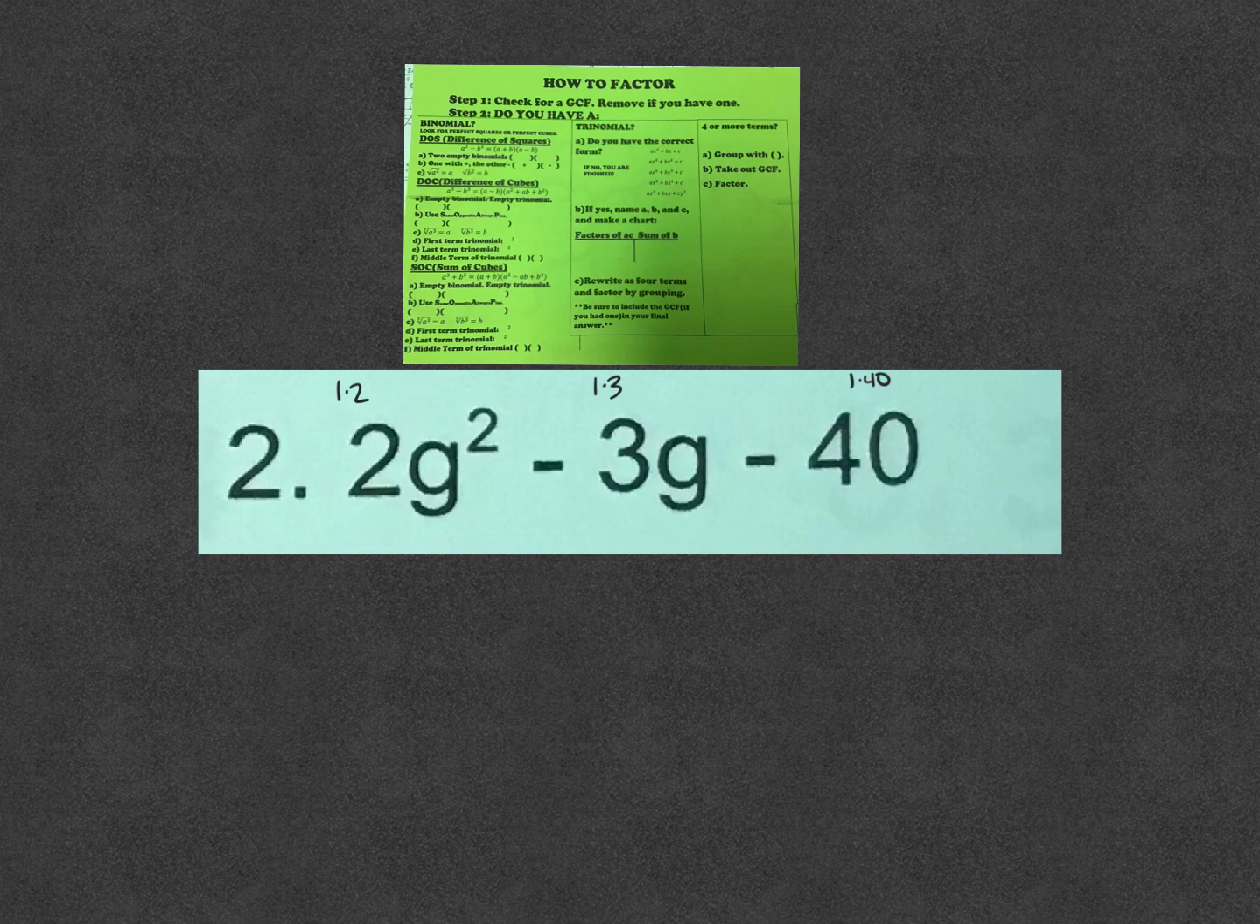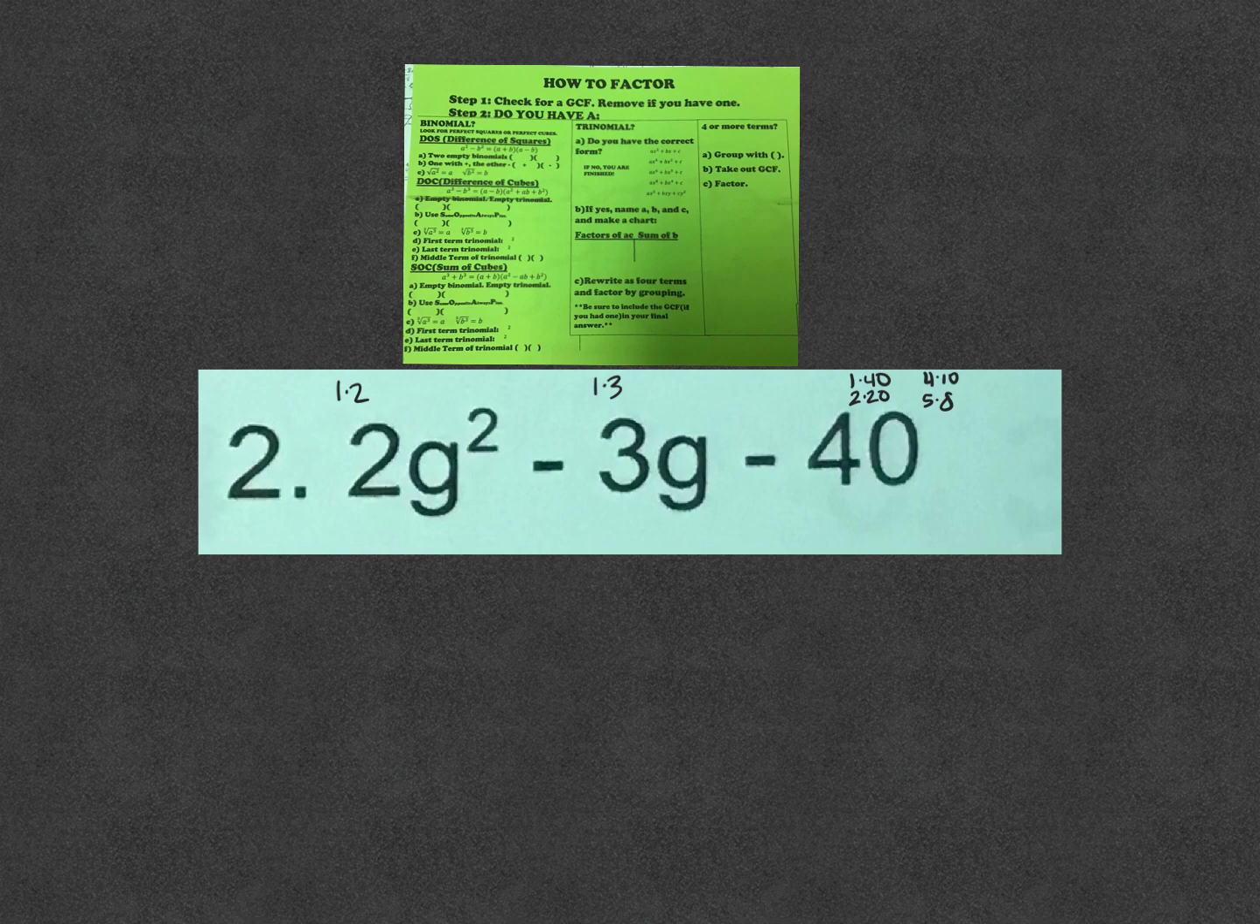1 times 40 is 40. 40 divided by 2 is 20, so 2 times 20 is 40. 40 won't divide by 3. 40 divided by 4 is 10. 40 will divide by 5: 5 times 8. 40 won't divide by 6. 40 won't divide by 7 evenly. And 40 divided by 8 is 5. So 40 has 4 pairs of factors.